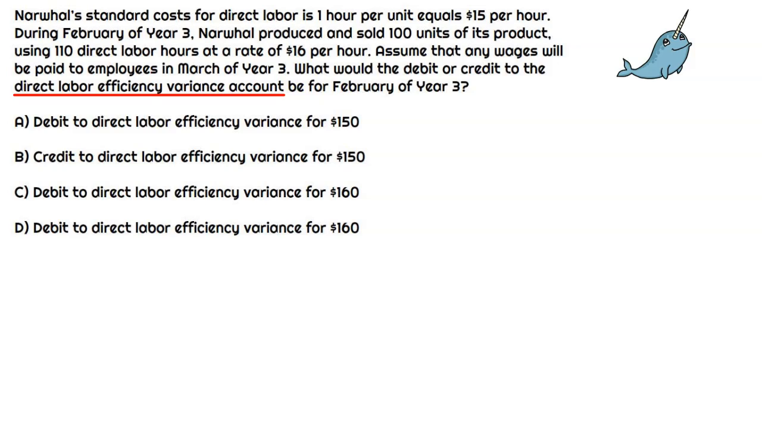So overall, big picture, we're going to be looking at direct labor and determining whether they were efficient or not. Now, we're actually going to go through the full journal entry, which means we need to also understand the direct labor rate variance for Narwhal as well. So what we're going to do is calculate both the direct labor efficiency variance as well as the direct labor rate variance, and then come up with the journal entry.